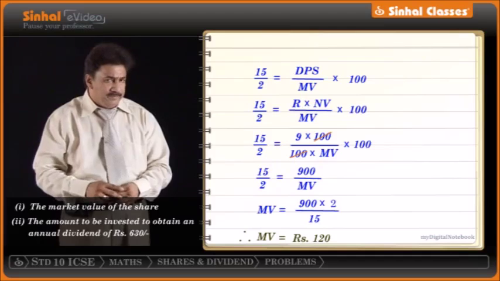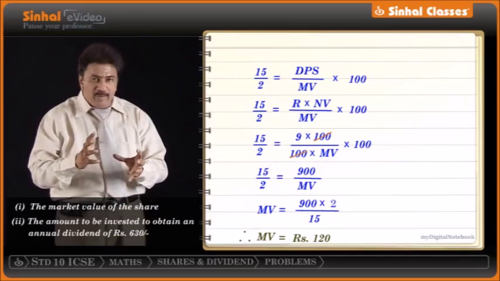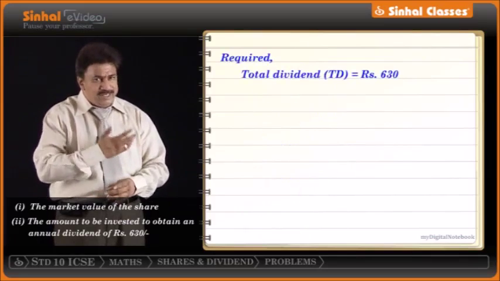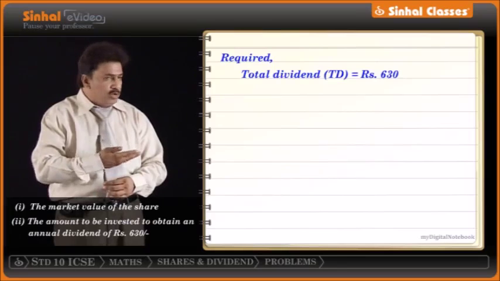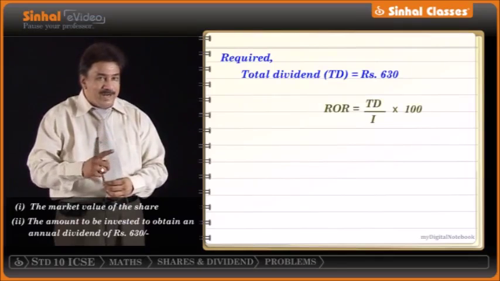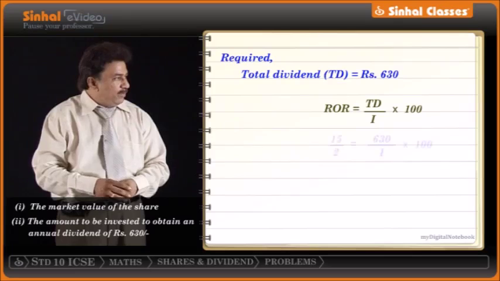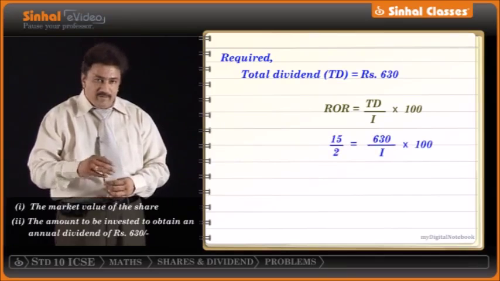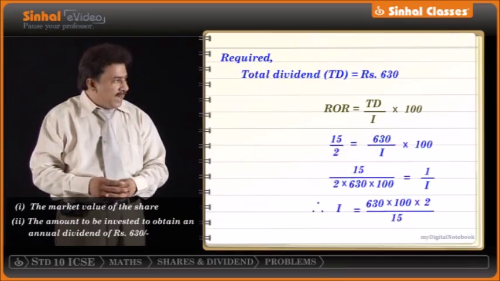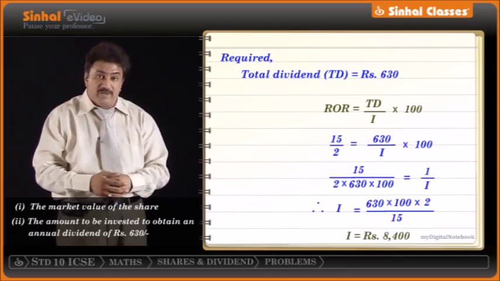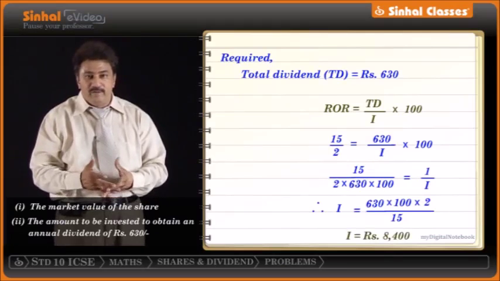Now we go for the second part. I want to find the amount to be invested to get an income of rupees 630, that is total dividend. I'll use the same formula. Rate of return is equal to total dividend upon investment into 100. Now rate of return is given to me, that is 15 upon 2. Therefore 15 upon 2 is equal to 630 upon I into 100. For the simplification, I get I is equal to rupees 8,400. So the investment required to get an income of 630 is rupees 8,400. That's the second part of the same question.